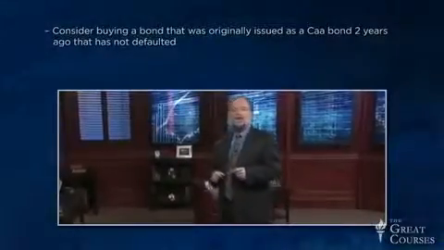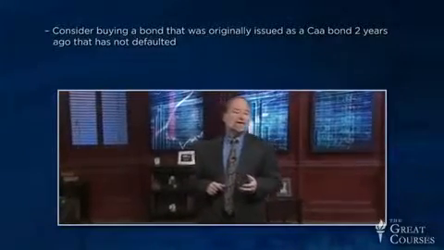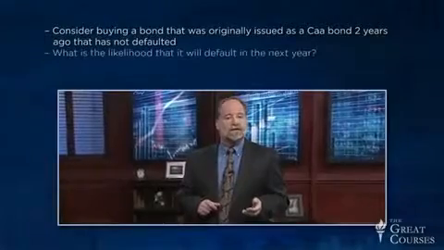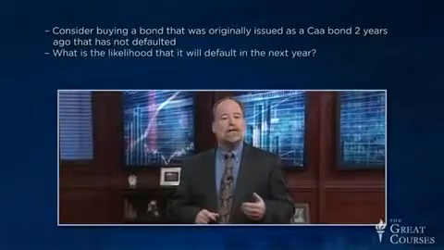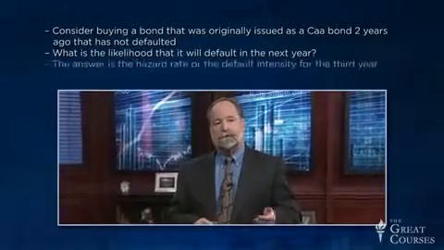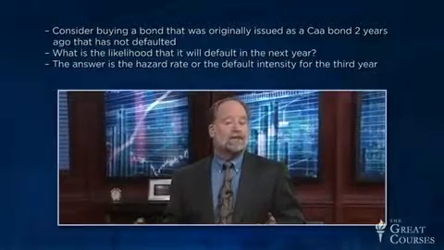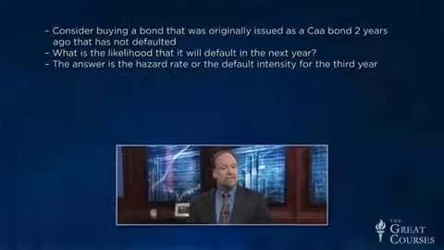Again, let's think about the CAA issue. Let's say that you were considering buying a bond that was originally issued as a CAA bond 2 years ago that is not defaulted. For this bond, what is the likelihood that it will default in the next year? The answer to this question is the hazard rate or the default intensity for the third year.